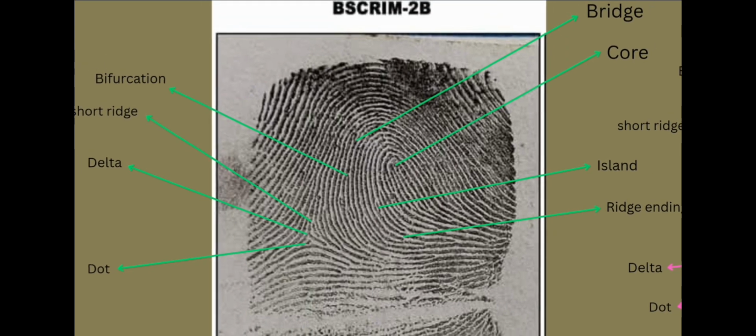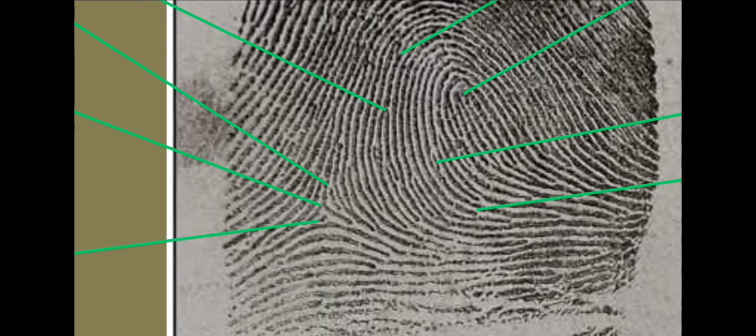And then let me go to the short ridge. Short or series of short ridges. They are fragmentary ridges formed by a short ridge or series of short ridges. The short ridge is found beside the delta, and it is small.